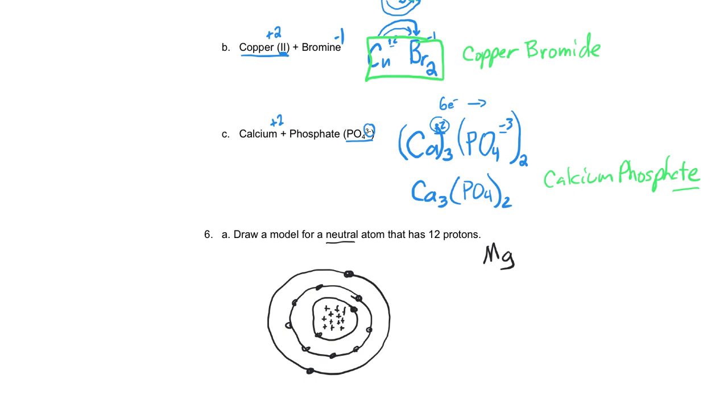I now have 2 valence electrons. Those are the 2 that the magnesium would want to give away. But for now, we want it to be neutral, and so 12 negative electrons and 12 positive protons. All right? Nice job. We're doing all right. Let's go on to the next one.